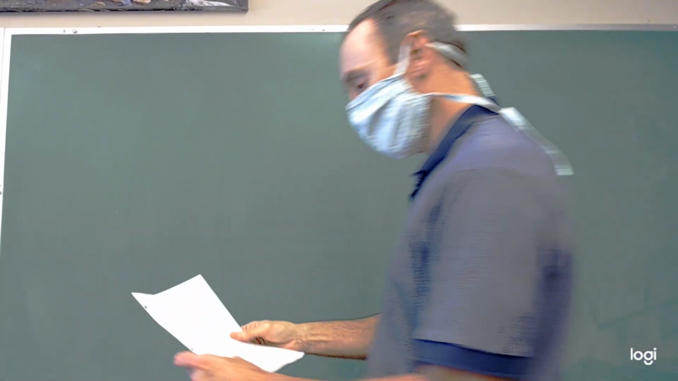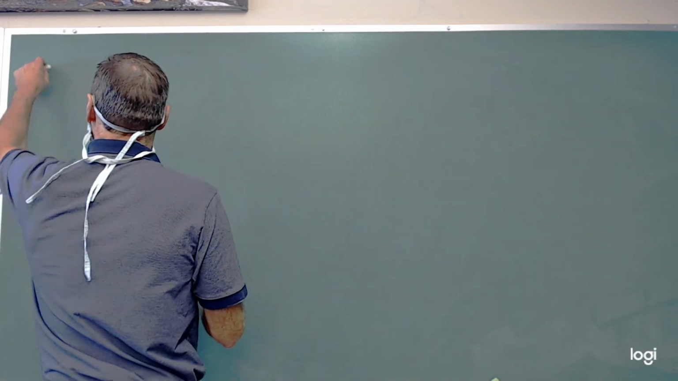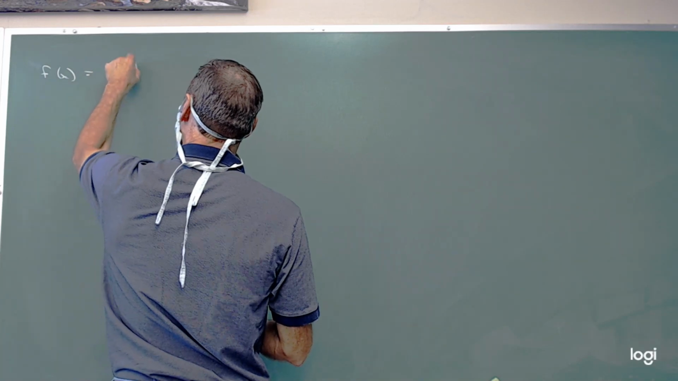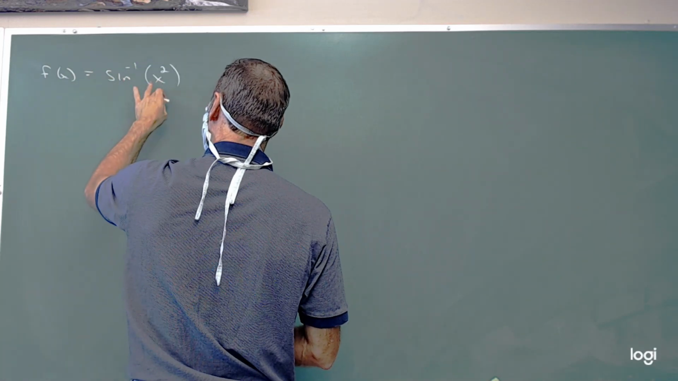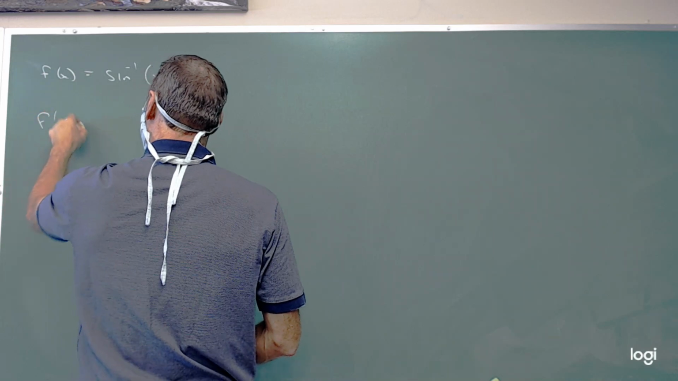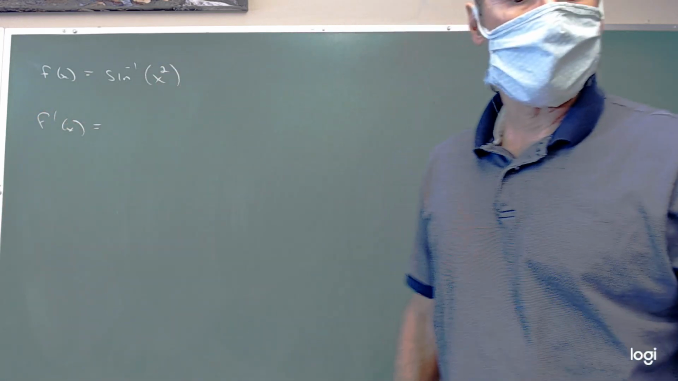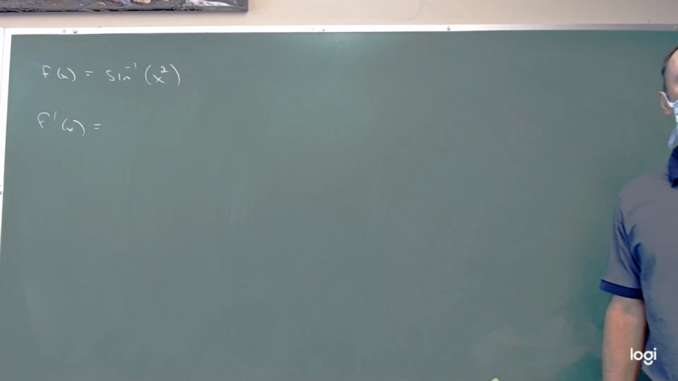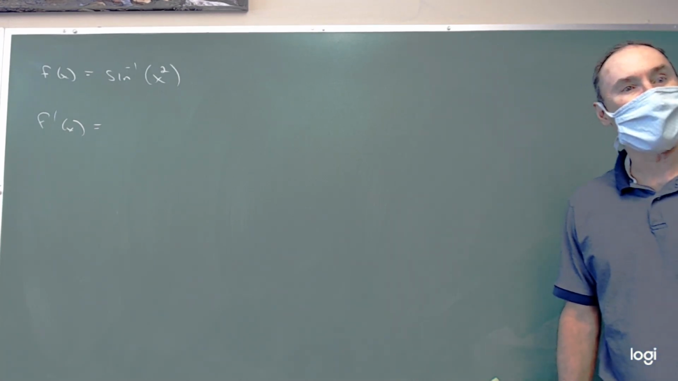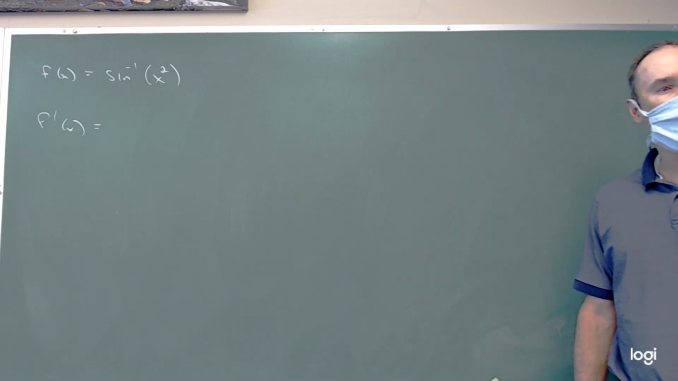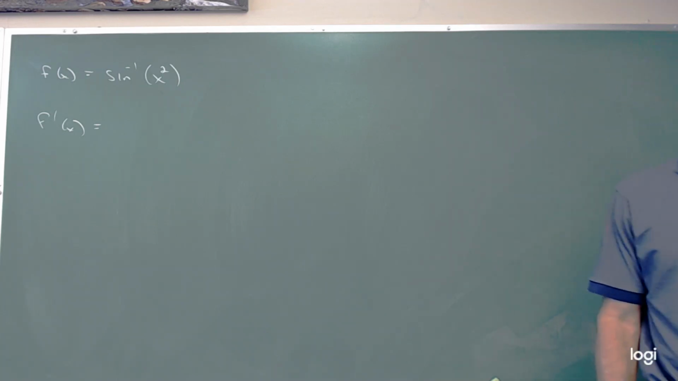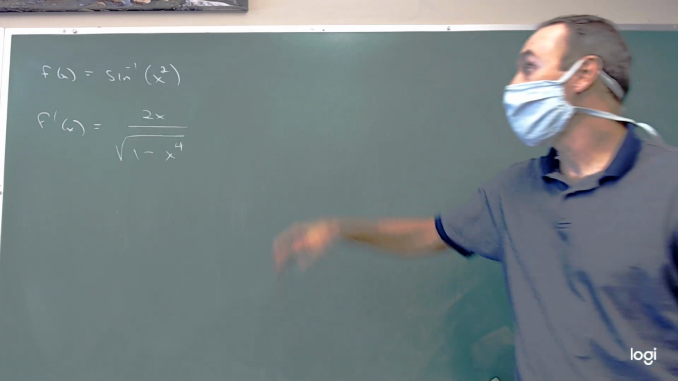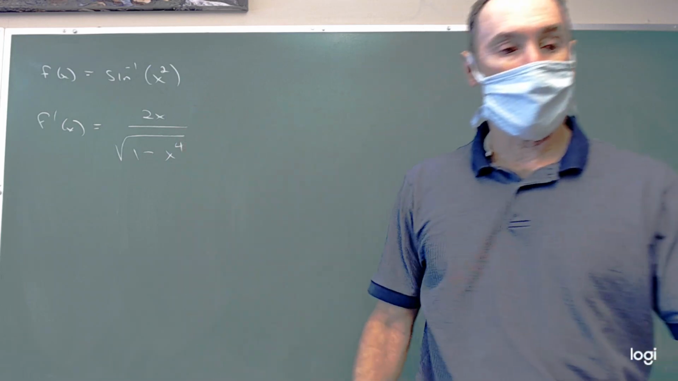So let's do, we'll say f of x is equal to the inverse sine of x squared. So this is going to be a chain rule derivative. We want to do f prime of x. Should we do it together? Should we do it at the board, Miranda? They should do it at the board, you think? I think that's a reasonable expectation. So it's going to be du over the square root of 1 minus u squared.